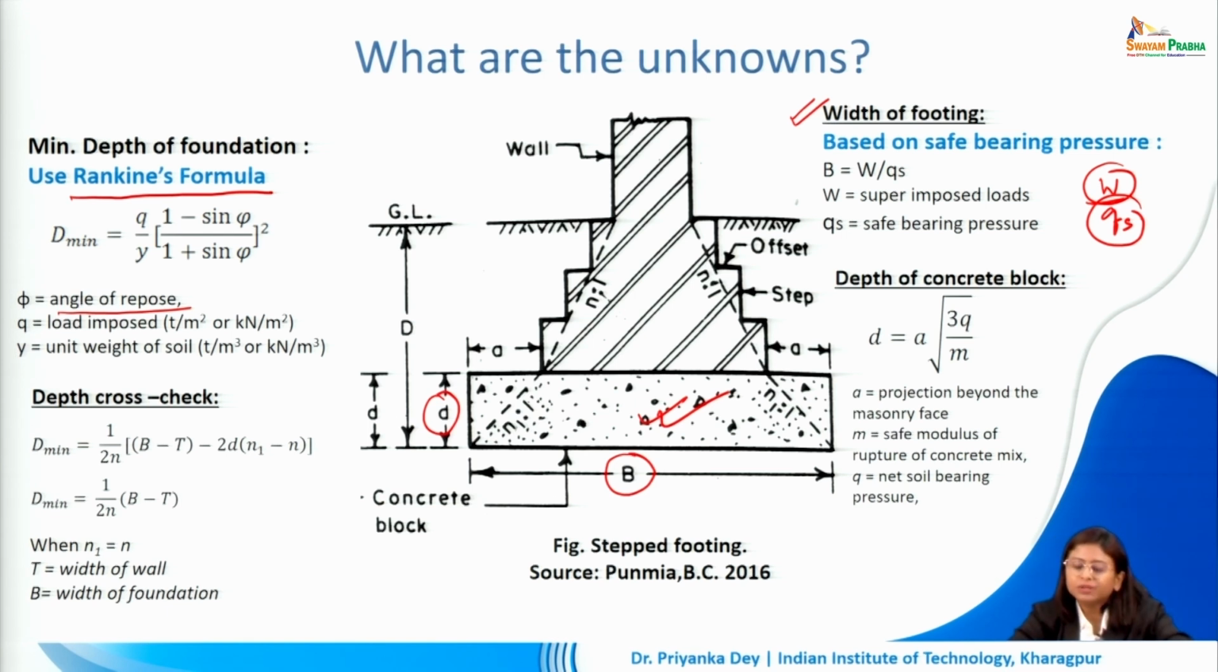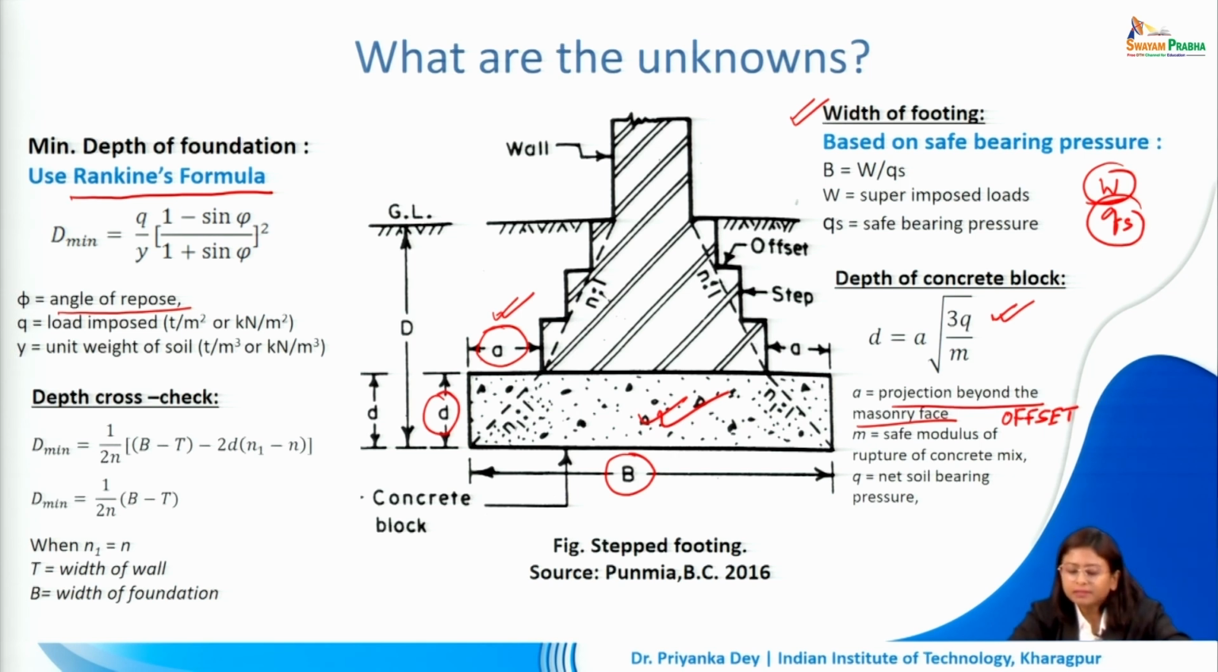Now d is calculated using the formula a root over 3q by m, where a is the projection beyond the masonry face. So that means it's the offset. Okay, so it is this a. In the figure, this a is the offset from the masonry base. How much is the projection at this level? We need to know this value.